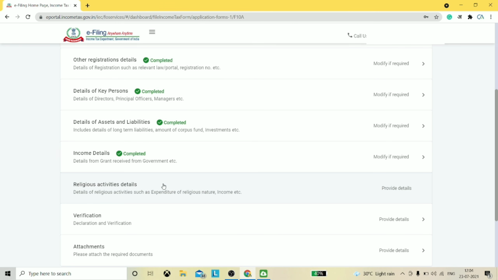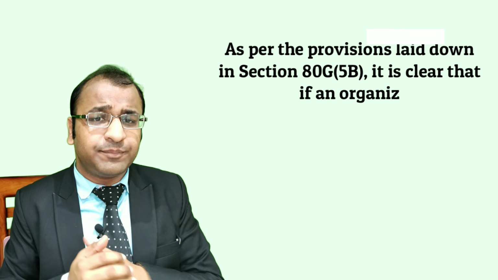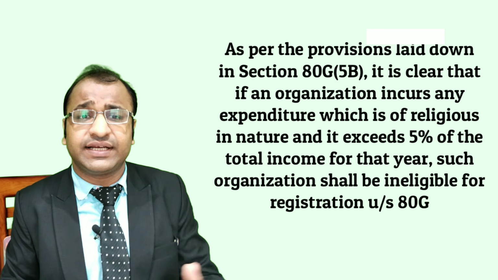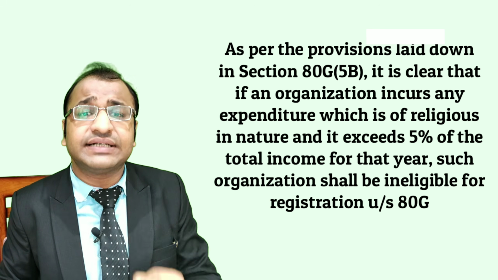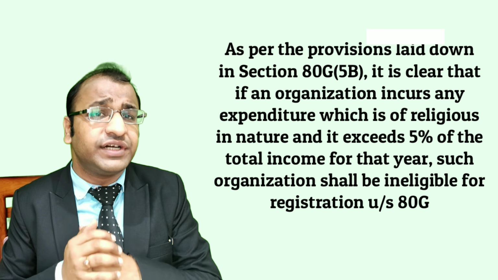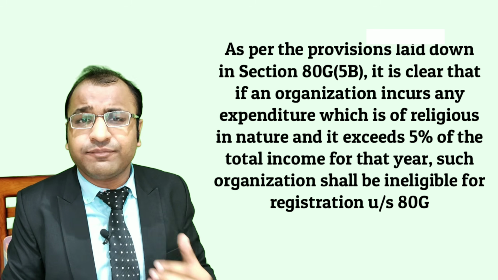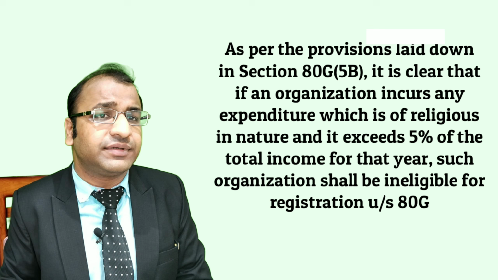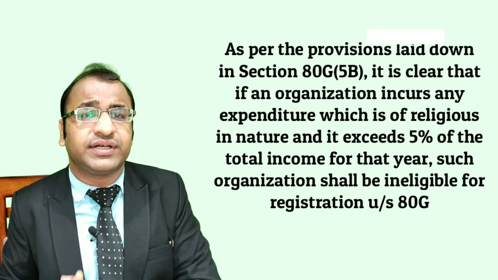Finally, coming to the last section, that is the religious activities details. Now this is very interesting. First, we need to understand why all these details are asked in the form. As per the provisions laid down in section 80G subsection 5B, it is clear that if an organization incurs any expenditure which is of religious in nature and it exceeds 5% of the total income for that year, such organization shall be ineligible for registration under section 80G.